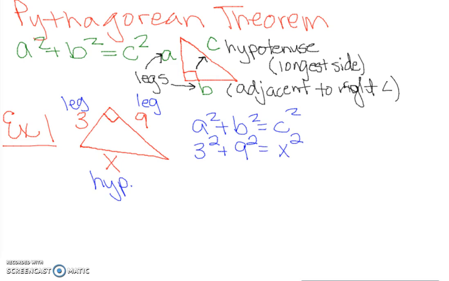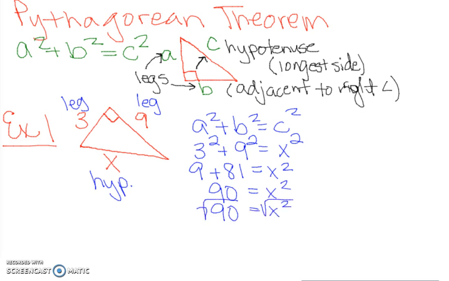From here, order of operations kicks in. We've got to do the exponents first. So 3 squared is 9, 9 squared is 81, and that equals x squared. Next, I have to add. So I get 90 is equal to x squared. And then to get the square gone, I have to do the opposite, which is to square root. So I get the square root of 90 is equal to x.